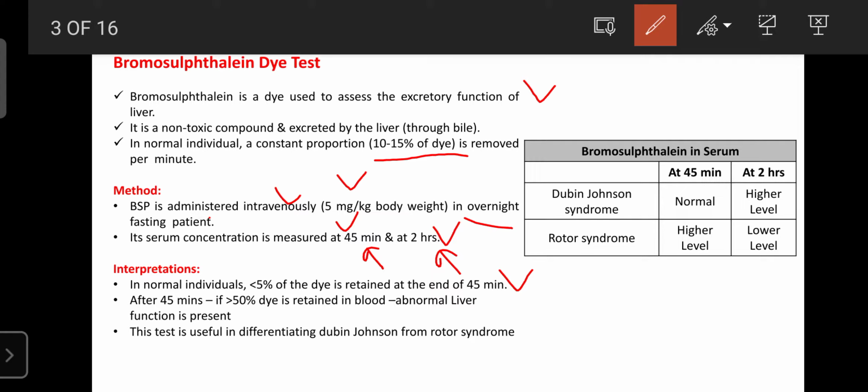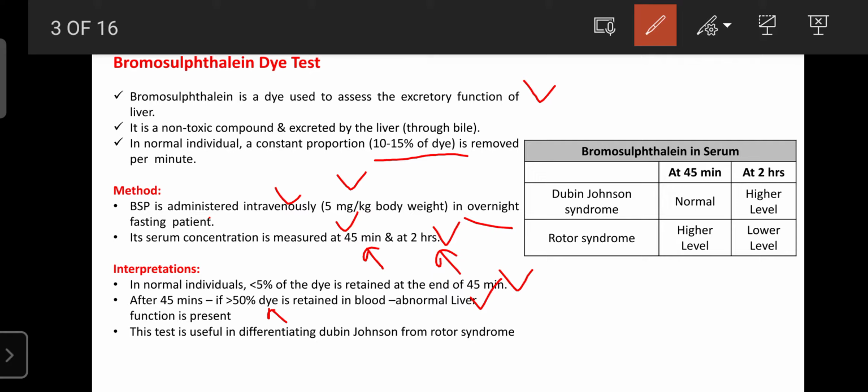But after 5 minutes, if more than 50% of the dye is retained in the blood, it indicates there is a problem in the liver. The liver cannot perform its proper function. The hepatic cells especially may be suffering from hepatotoxicity due to viral infections or due to drugs administered. Whatever drug you administer, if it is hepatotoxic or toxic to the liver, it will definitely alter the liver function by causing hepatotoxicity.